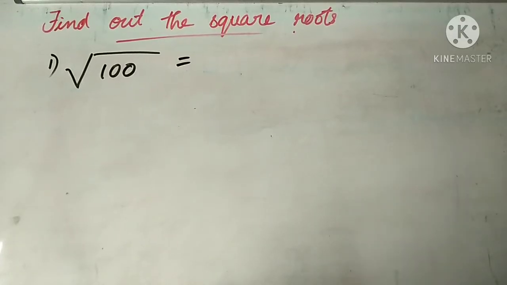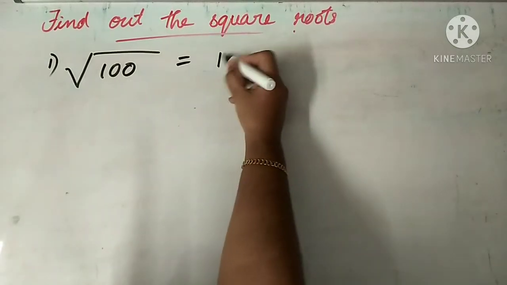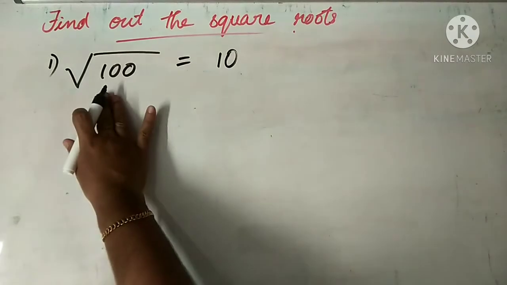Next question, find out the square roots of the following. We have to first find the square root of 100. We know 10 into 10 gives 100. So, square root of 100 is 10 because 10 into 10 is 100.